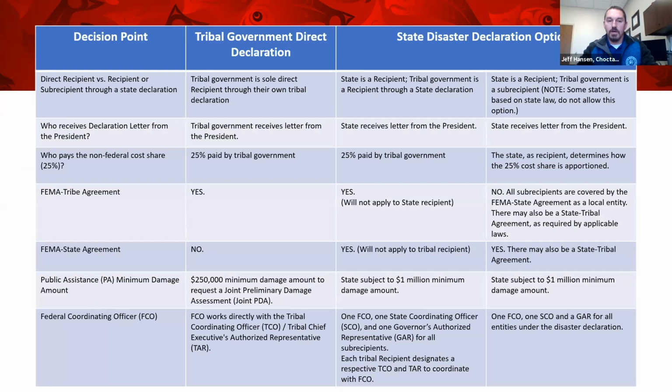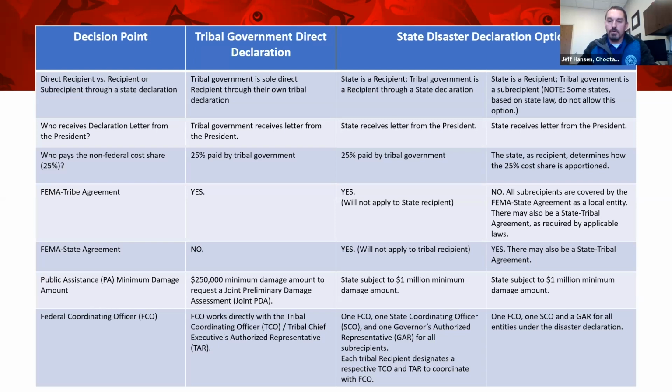But as tribes, the good thing is we have lots of options, right? We've talked about this several times: the ability to go direct, the ability to go as a subrecipient to the state, or as a direct recipient under a state declaration. There's a lot that plays into what plans are required, and whether you're going to have a FEMA tribal agreement, and those kinds of things. I say all that to say there are benefits and risks to each and every one of them.